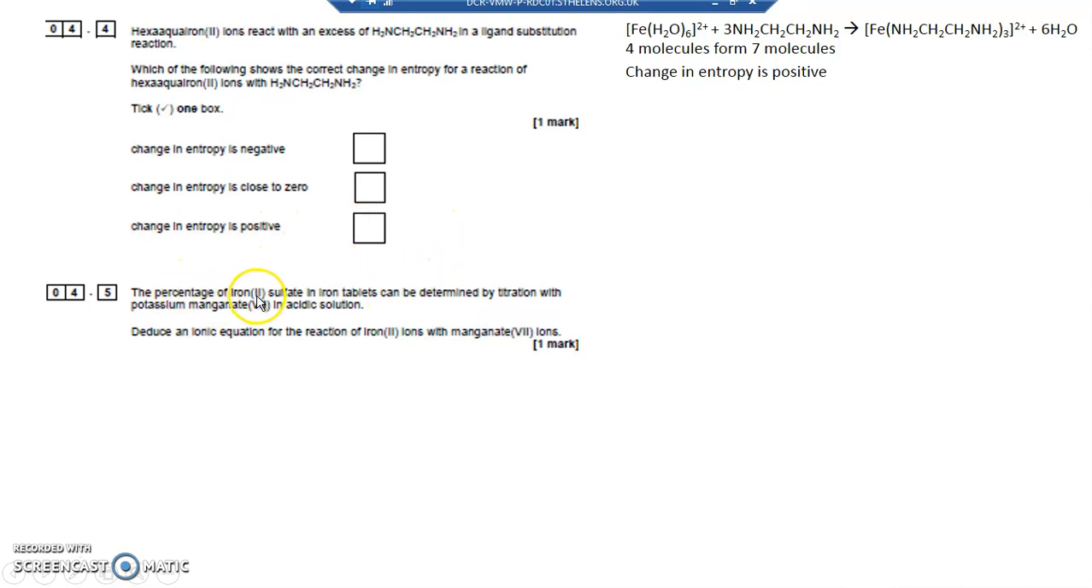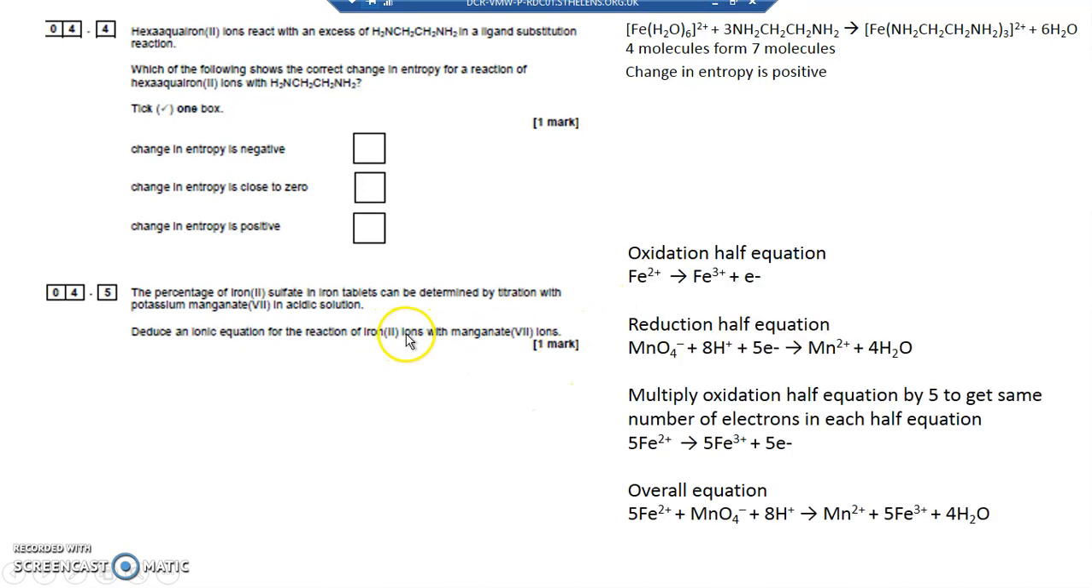The percentage of iron(II) sulfate in iron(II) tablets can be determined by titration. Deduce an ionic equation for the reaction of iron(II) ions with manganate(VII) ions. I need to write some half equations. Iron(II) ions are Fe2+. They go to Fe3+, they're oxidised to Fe3+, and I need an electron on the right hand side because I've got 2+ on the left, 3+ on the right. I need to balance those up by putting a minus on the right hand side, so now there's 2 pluses overall on the left and on the right.